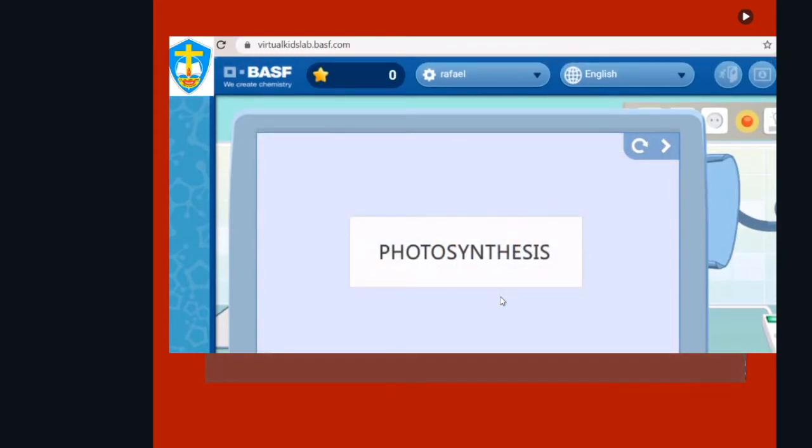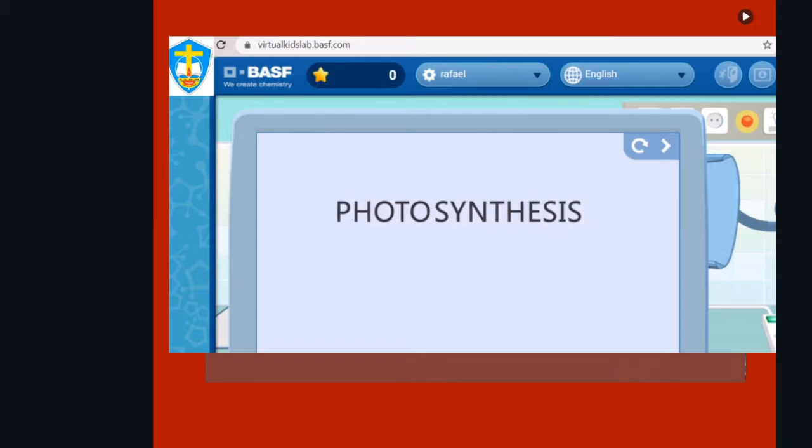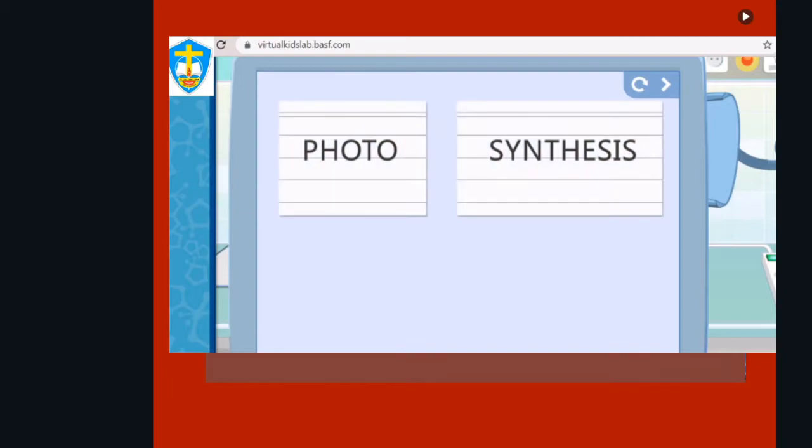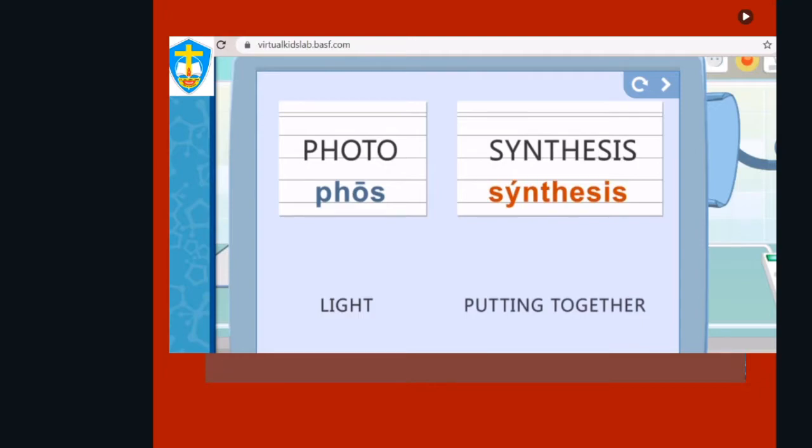This is where the term photosynthesis comes into play. I'm sure you've heard of it before. Let's take a closer look at the word. This complex word comes from the Greek and derives from the words photo and synthesis. Photo means light, and synthesis means putting together.